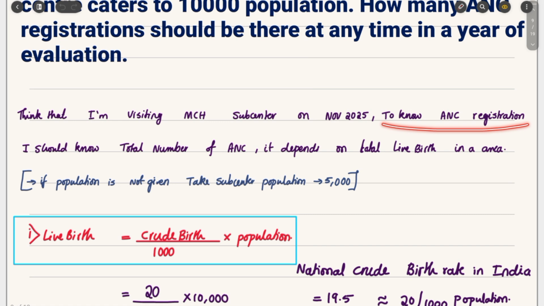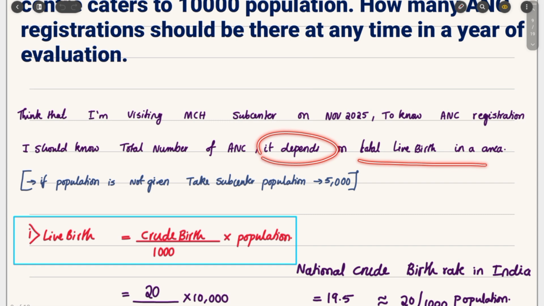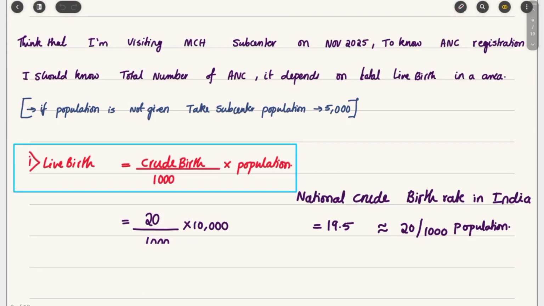To know ANC registration, I should know the total number of ANCs first. It depends on the total number of live births in an area. First, to know how many got pregnant, we have to know the live birth rate, isn't it? If we know the live birth rate at that subcenter, we will know how many were pregnant. Let's see. First step is to calculate live birth.